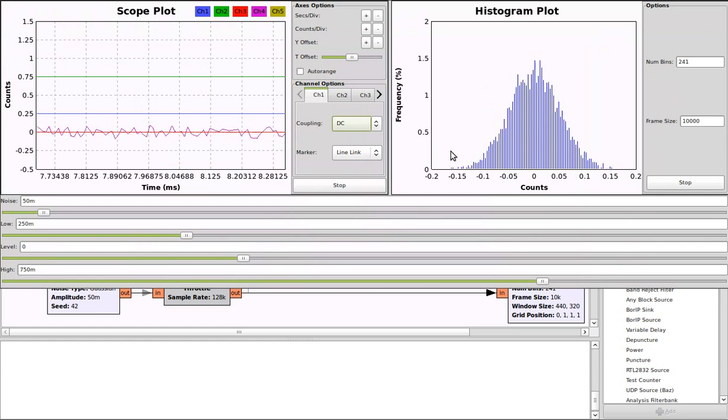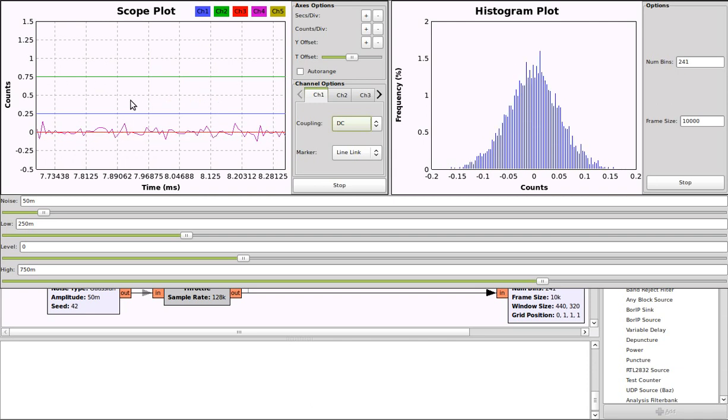We see here on the right hand side we do have a Gaussian profile, so that's working well. The frame size is quite large, so we consider a number of samples when creating the plot, and the number of bins is such that it just is drawn nicely on the screen. Let's look at the scope plot.